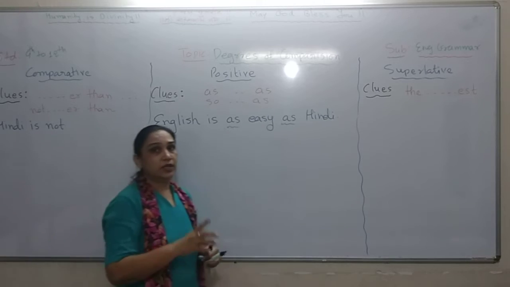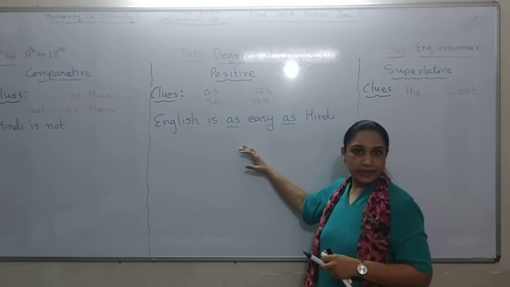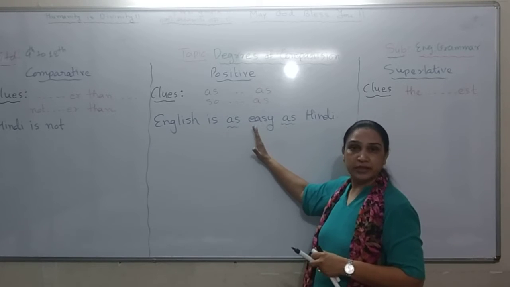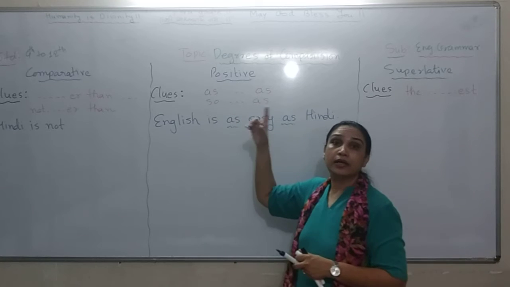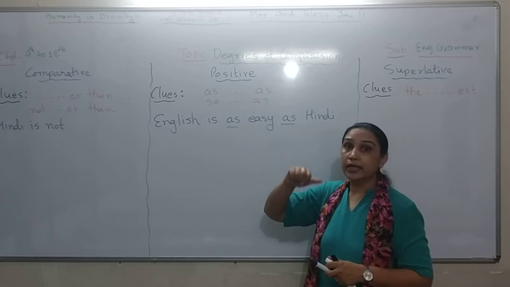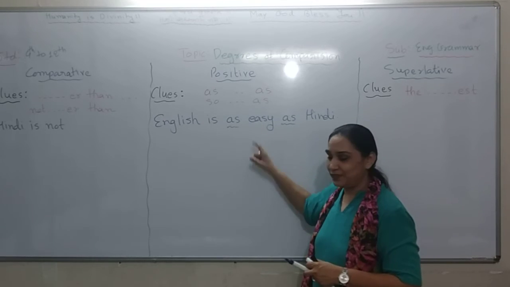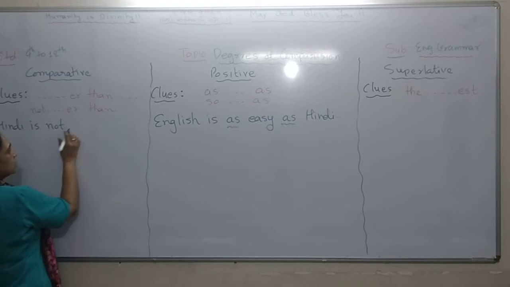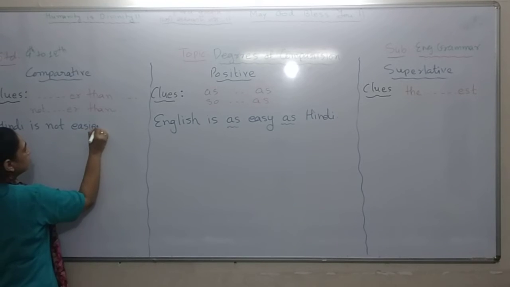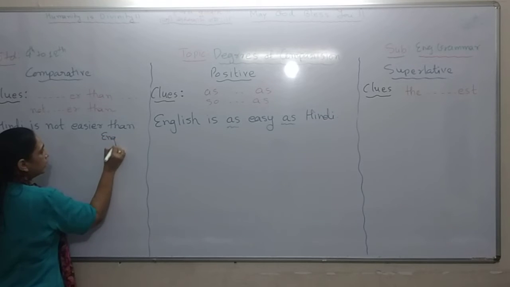The third one, I will remove as and as from my sentence before and after the adjective, and I will add er than just after my adjective. So here my sentence is Hindi is not easier than English.